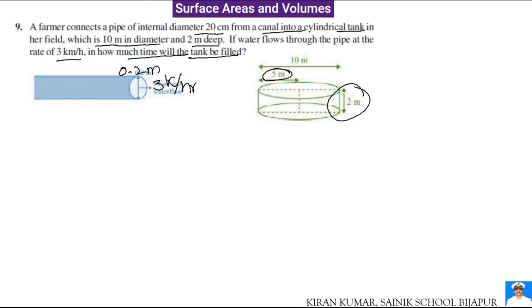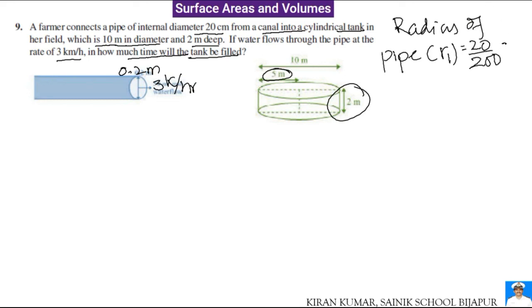What are the given things here? The given things are, we can find the radius of pipe. So radius of pipe, I'll take it as R1. This is 20 centimeter divided by 2. Since it is in terms of centimeter, let me convert in meters. So it becomes 0.1 meter.